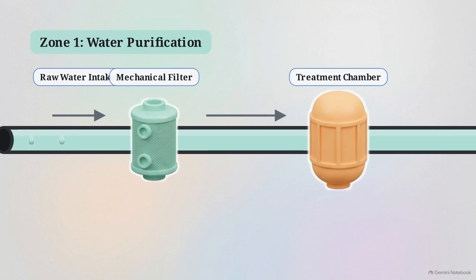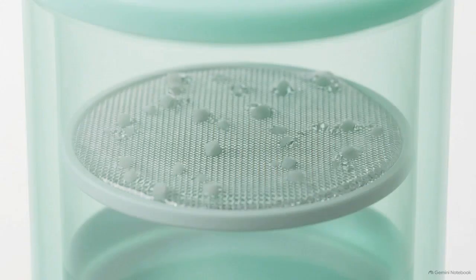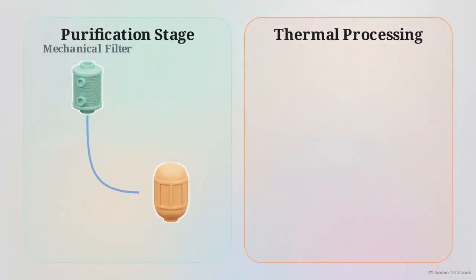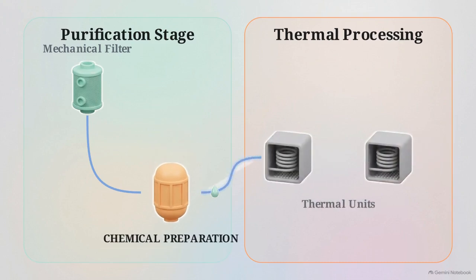The process begins at the starting point of the pipeline, where raw water is first introduced to the system. First, the water is passed through a mechanical filter to remove large particles and debris. From the filter, the water travels directly into a treatment chamber. Inside, it is softened and mixed with chemicals for further processing. Once purified, the water is pumped out of the first zone and into the thermal processing stage.